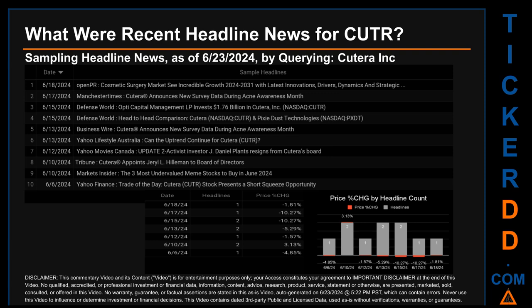Then, for the third date with the most found headlines, on Monday, June 10, 2024, first, Tribune published the headline that read, "CUTR appoints Gerald L. Hilleman to Board of Directors." Second, Markets Insider published the headline that read, "The 3 most undervalued meme stocks to buy in June 2024."